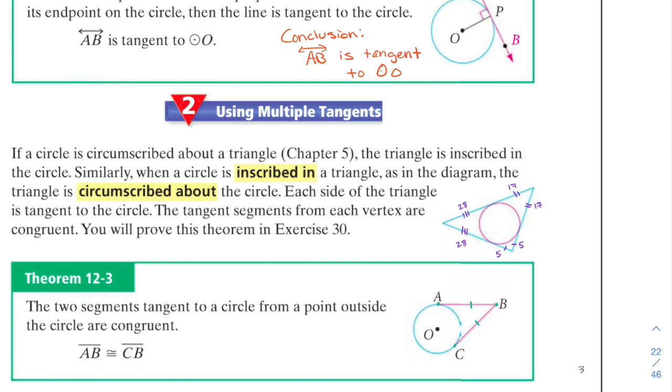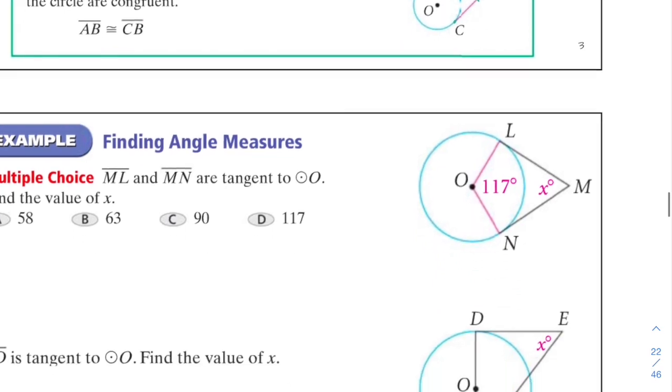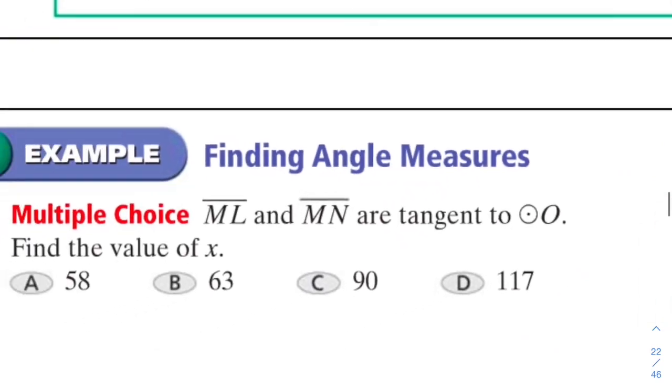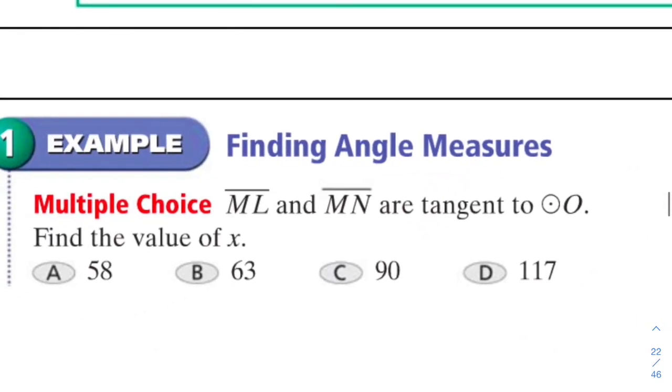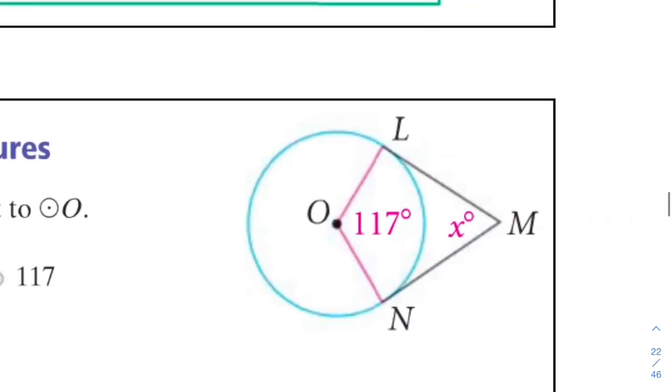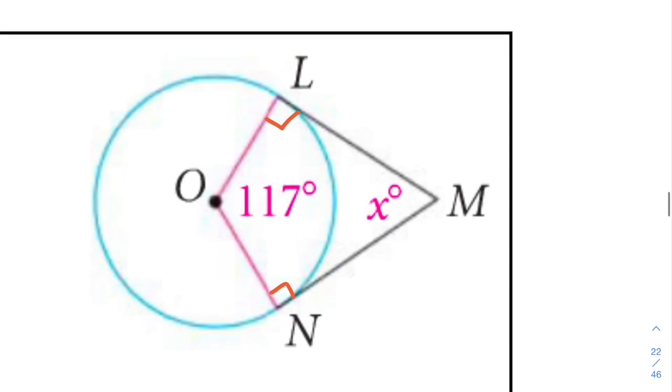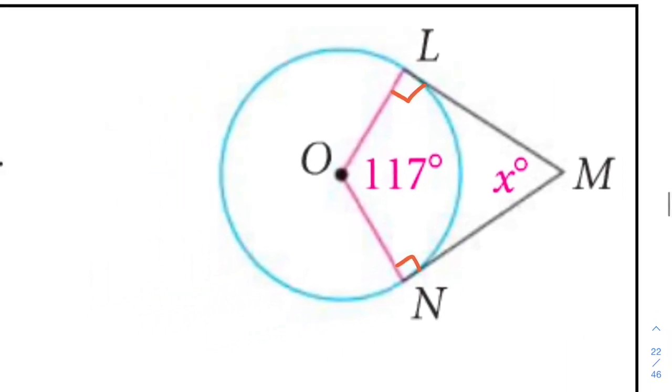So, I think we're good with that. Let's do a couple practice problems. Here we have that ML and MN are tangent to circle O, and they want us to find the value of X. Well, if LM is tangent, then the first thing I want to do is put in a right angle, using what I know, that this is a right angle. Also, MN is a right angle. So this question's already coming together pretty quickly. What I need to do is find X, which is angle LMN.